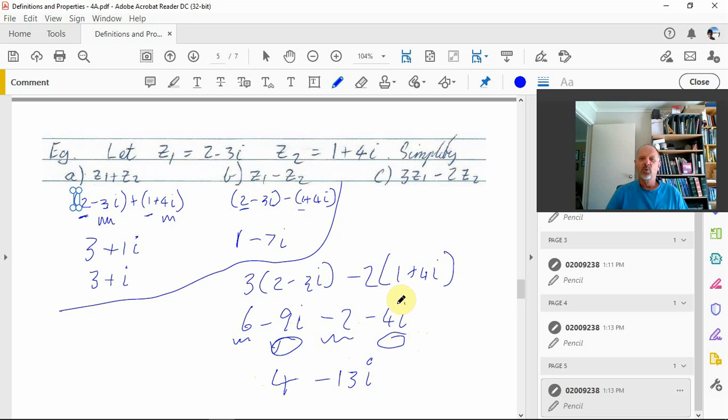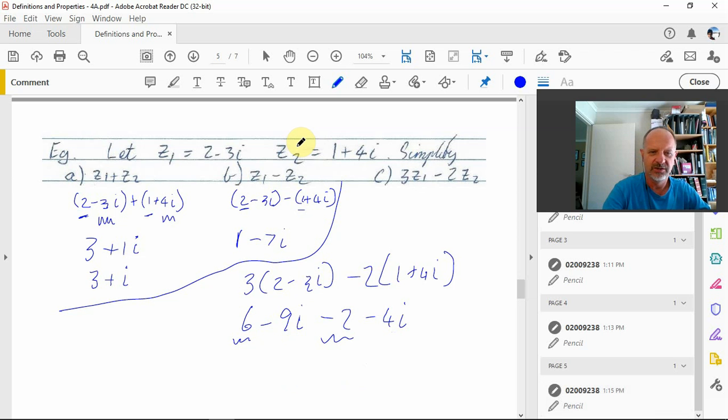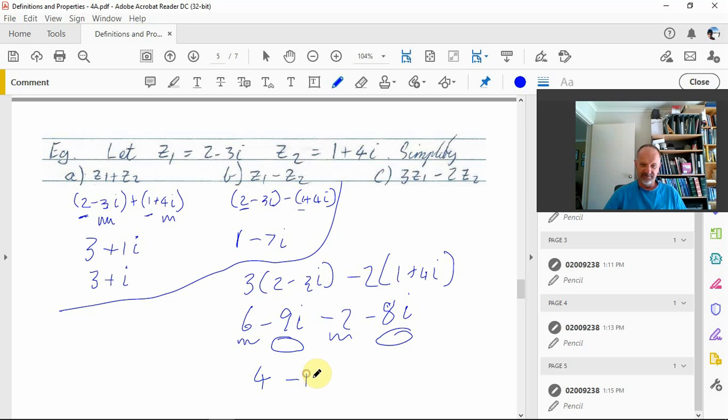Well, what have I done? Oh, I've mucked up a multiplication back here. Let's go back, because minus 2 times 4 is minus 8i. All right. So 6 minus 2 is 4. Minus 9i minus another 8 is minus 17i. All right. Just saved myself there.